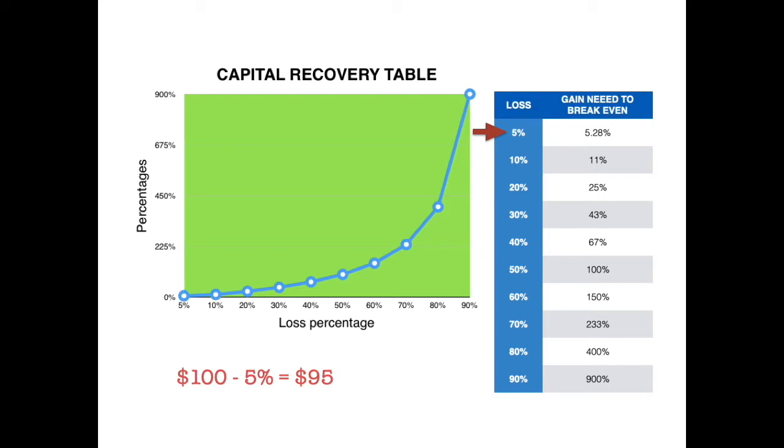So for example, you traded $100. You lose 5% on that, so you're left with $95. You have to gain 5.28% on that $95 in order to break even on the previous loss of 5%. If you lost 10% on the previous trade, you have to gain 11% on the next trade in order to break even. So as your losses accumulate, you'll find that it is very, very hard to regain back your losses.